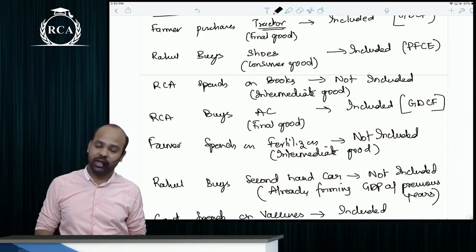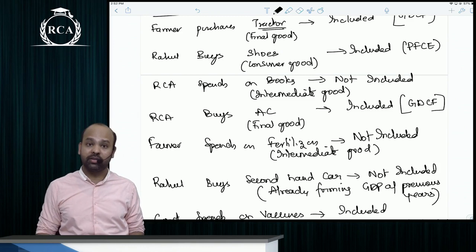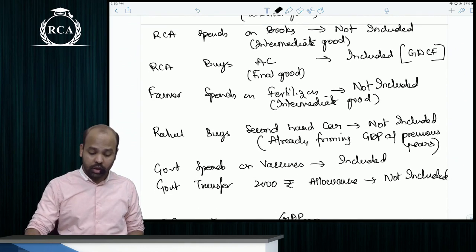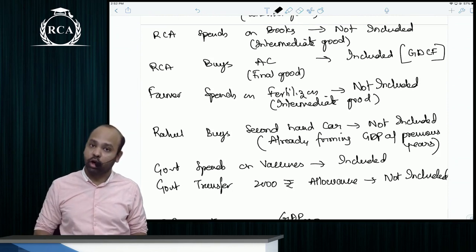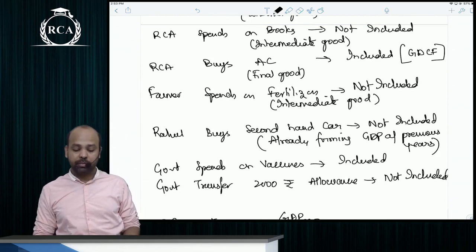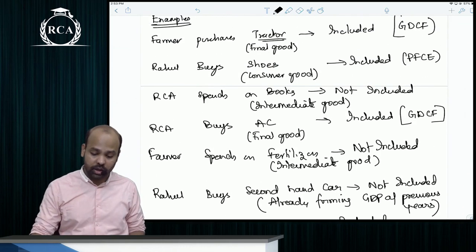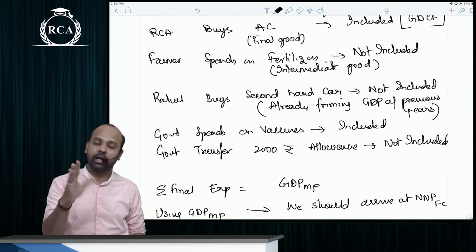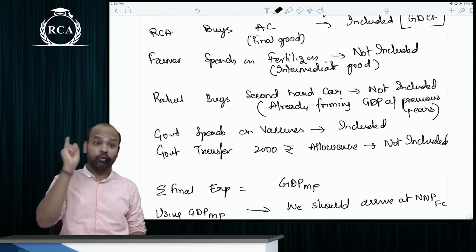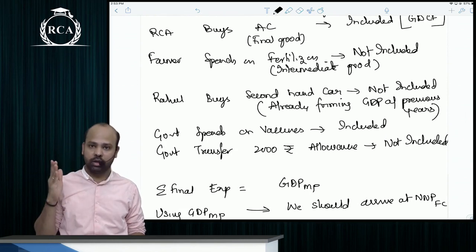RCA spends on books, it is an intermediate good, not included. RCA buys ACs, it will form part of gross capital formation. Farmer spending on fertilizers, not included because it's an intermediate product. Farmer buys a tractor, it will come, I gave it that. Rahul buys a second hand car, not included. Second hand goods do not form part of economic activity of the current year.